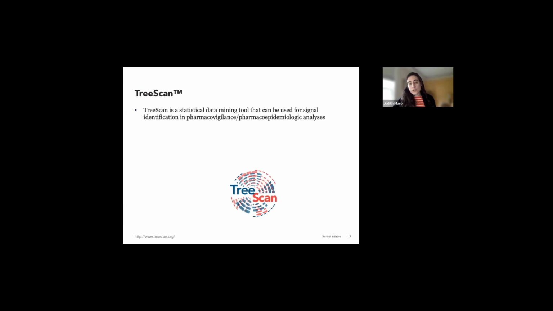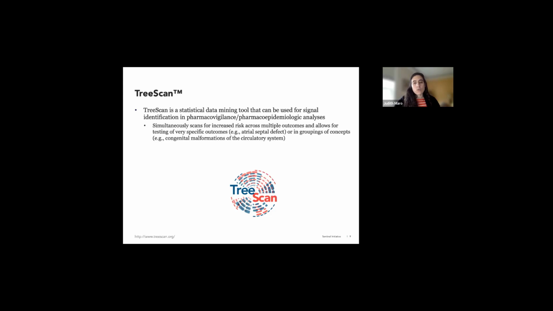And so what is tree scan itself? It is a freely available statistical data mining tool that can be used for signal identification in pharmacovigilance and pharmacoepidemiologic analyses. And you can see there's a link in the lower left-hand corner. Actually, a new version of tree scan was just released like 3 weeks ago. So I recommend if you haven't downloaded it for a while and you've used it before, you refresh it.